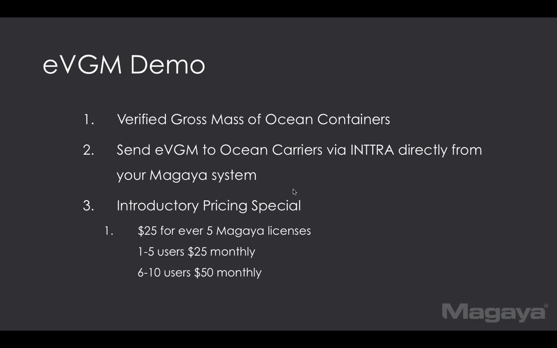$2 per container, and it includes all the other transactions that the original Intra plugin had. So we're moving away from having 2 systems or 2 ways of being able for you to use that connectivity to the ocean carriers, and now we're just saying, hey, just use it at $2 per container, and that will include the EVGM, the shipping instructions, the bookings, and obviously all the other feedback that you're currently using for that.